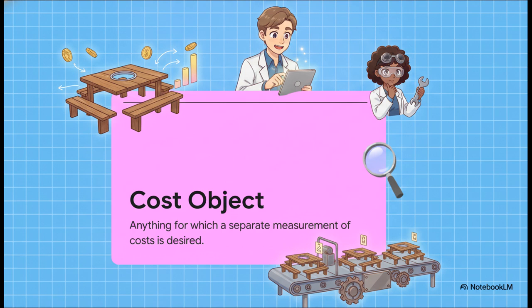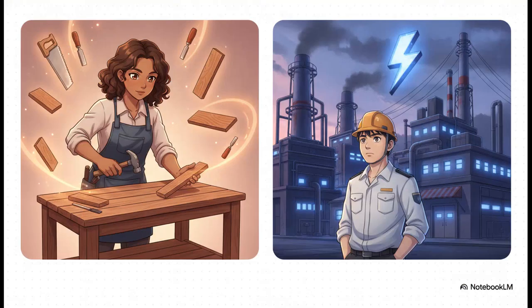If you want to know exactly how much producing one single table actually costs your business, well, that single table is your cost object. Literally everything we do from here on out is just an attempt to figure out the true, accurate cost of that object. Now, to find that total cost, we have to split our expenses into two main buckets, direct and indirect.